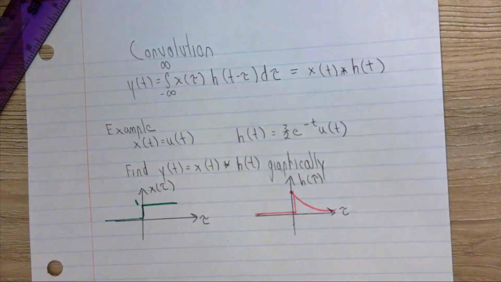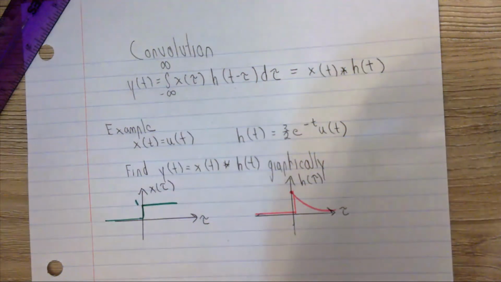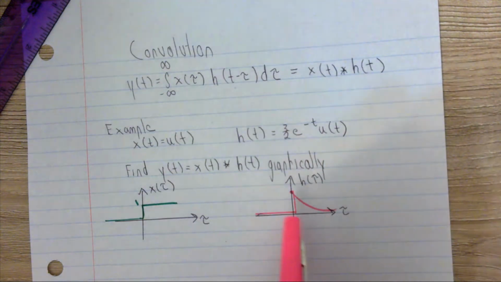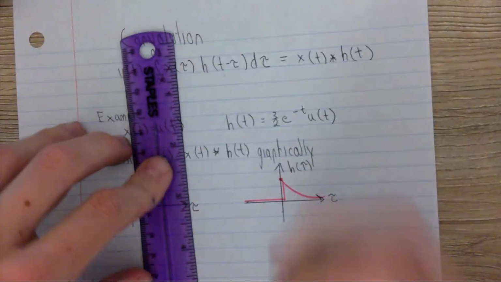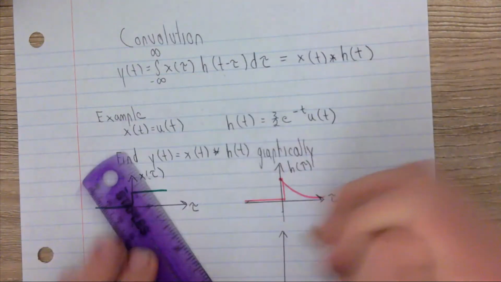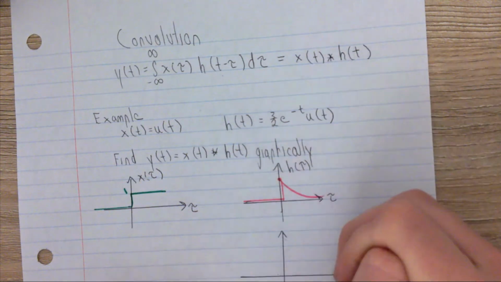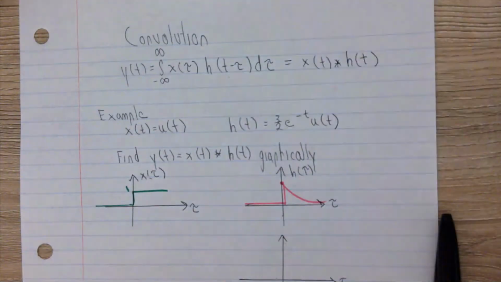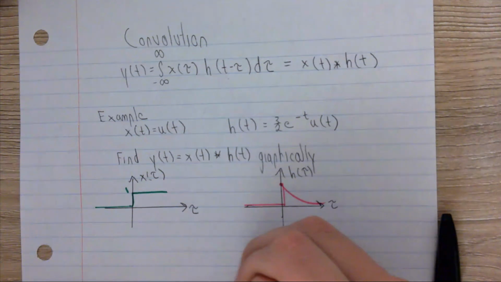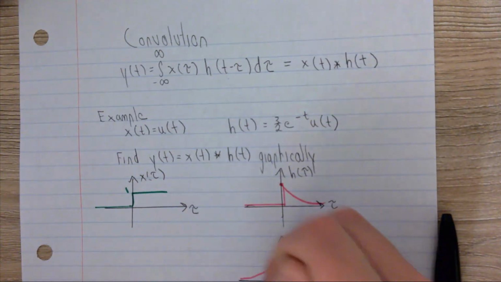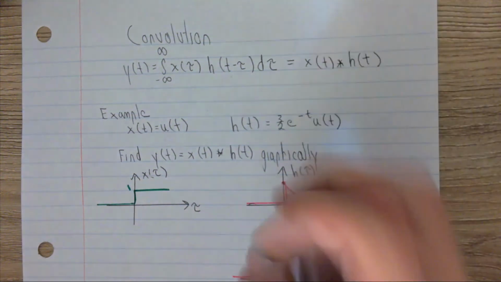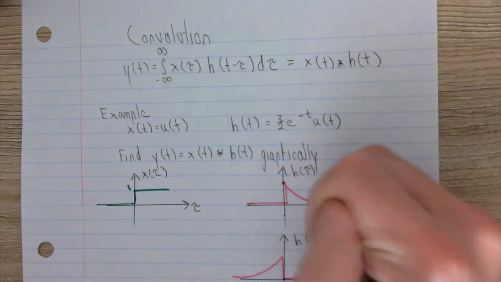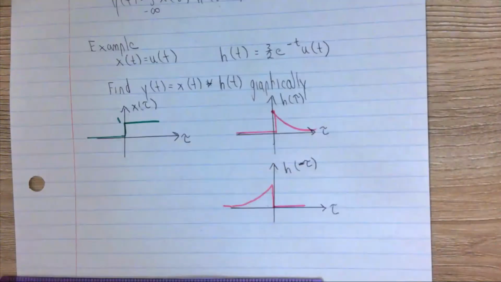And so what we need to do is flip it, because we need h of negative tau. After you flip it, it's going to look something like that, and that's going to be your h of negative tau. H of negative tau here.